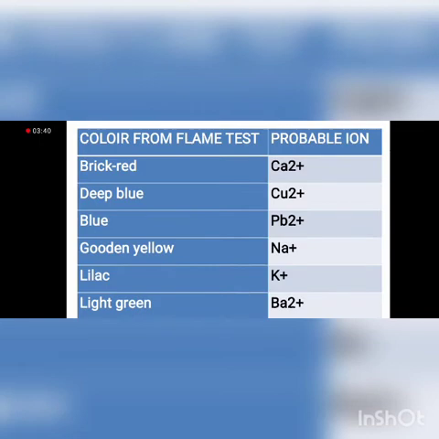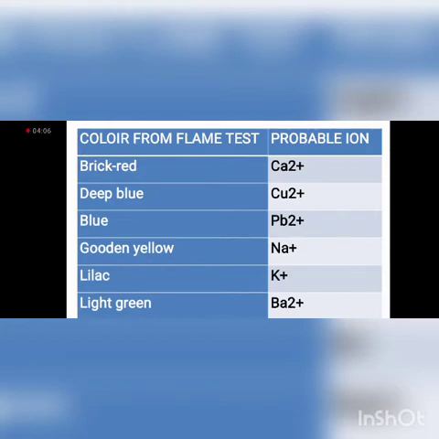The flame test can also be used to determine cations. Cations are positively charged ions. They are the ones that move to the cathode, and they are called cations. So if the color is brick red, we can suspect calcium ion. If the color is deep blue after the flame test, we can suspect copper 2 ion. And if the color is just blue, you can suspect lead 2.